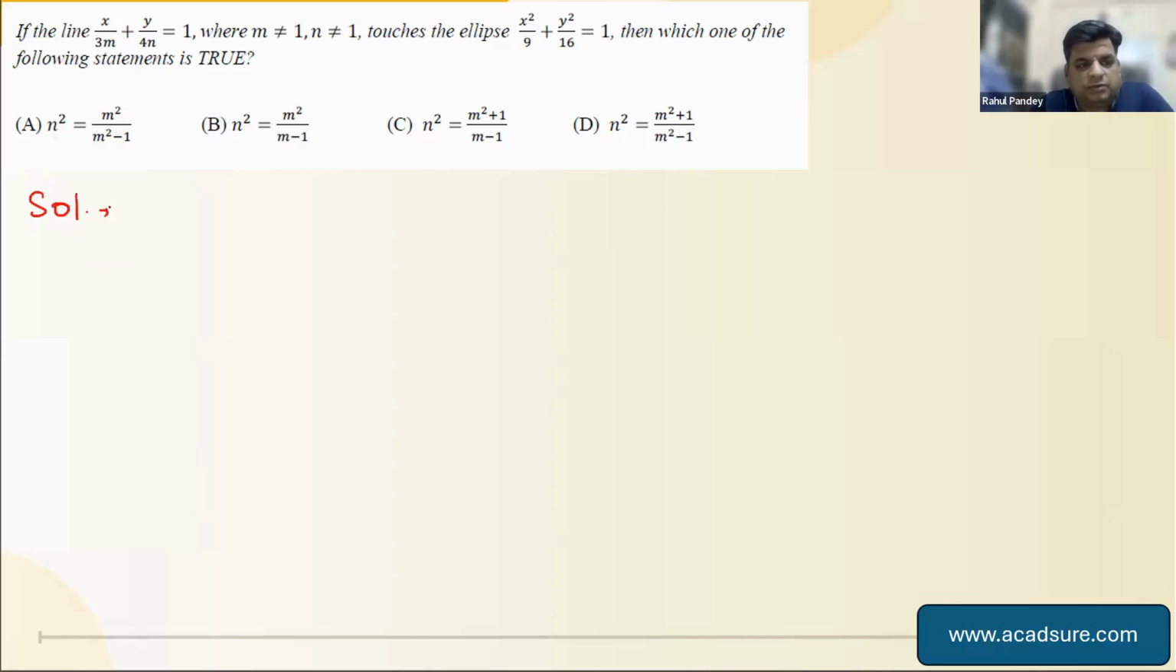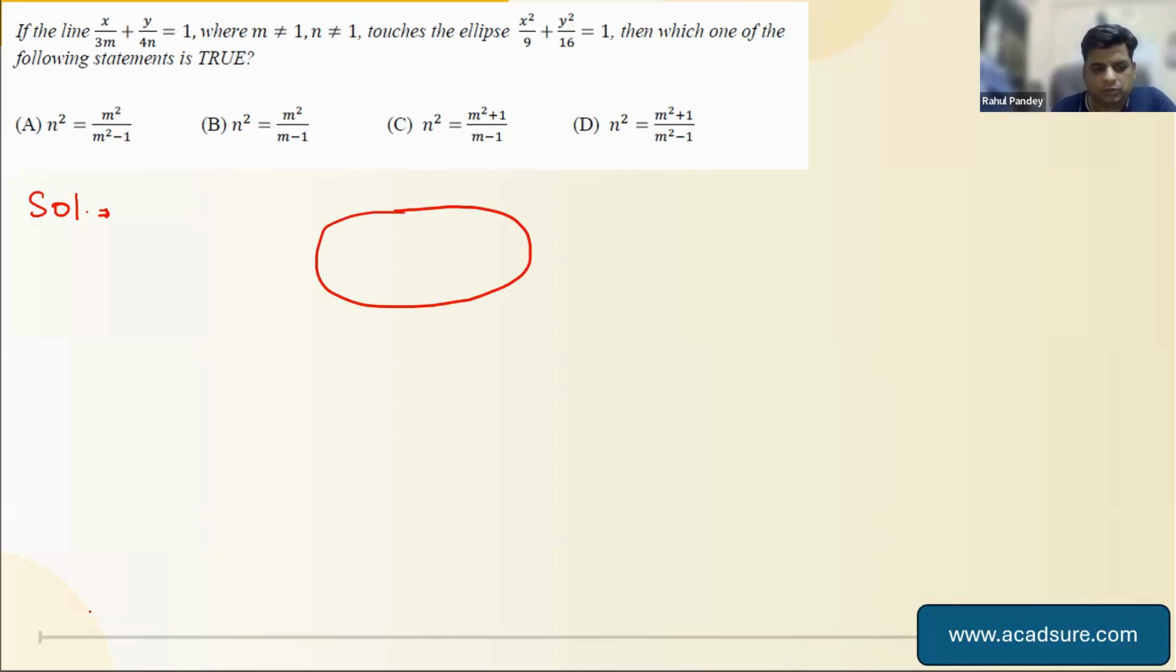If the line x upon 3m plus y upon 4n is equal to 1, where m is not equal to 1 and n is not equal to 1, touches the ellipse x square upon 9 plus y square upon 16 is 1, then which of the following statements is true? n square is m square upon m square minus 1, n square is m square upon m minus 1, n square is m square plus 1 upon m minus 1, or n square is m square plus 1 upon m square minus 1. Now, in this question, we have an ellipse.